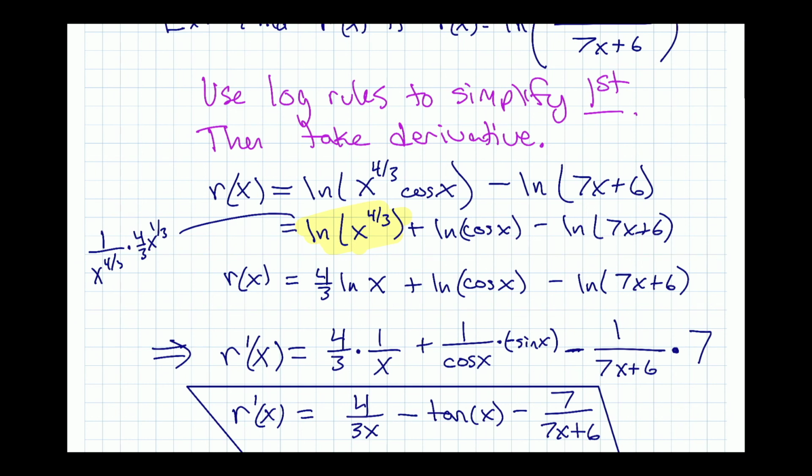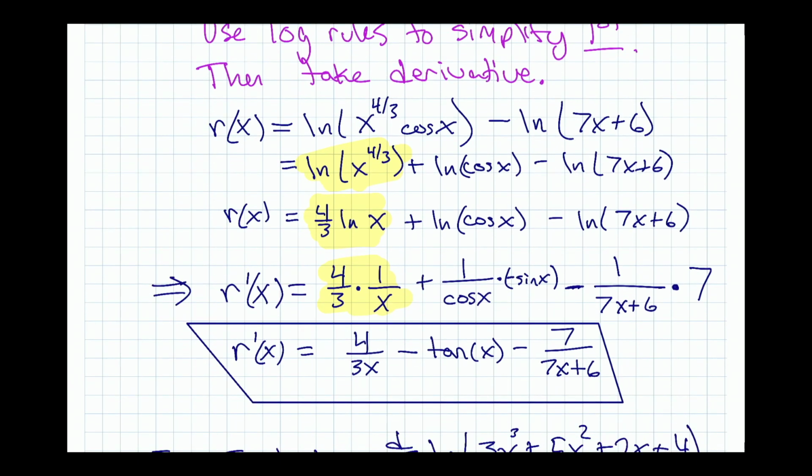You can do one more log rule, which lets you take the power 4/3 down in front, and then the derivative is really easy. So what I just highlighted is the same as that 1 over x to the 4/3, 4/3 x to the 1/3. But you don't want to do it the way that I did it right here, do you? Because it's just more work, more writing, that kind of thing. So use all the log rules that you can, and it makes the homework easier. But yeah, that's my only advice.